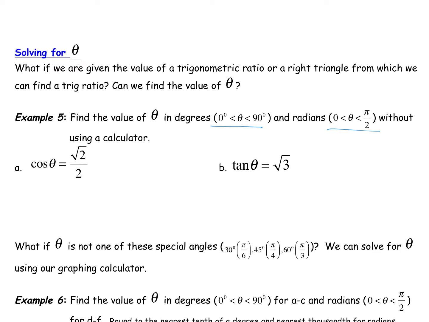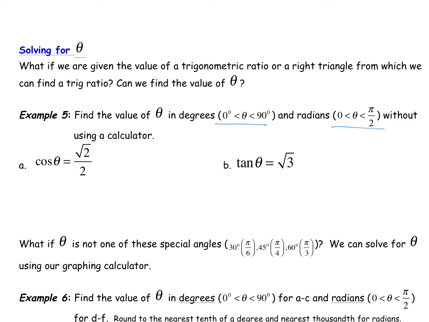without using a calculator. So if we're finding angles without using a calculator, we have very few choices. It has to be one of the angles from the unit circle. Those are the only ones we know. And so we're going to use the special right triangles. So I am going to draw the special right triangles, and then we'll decide which one to use for each of these problems.